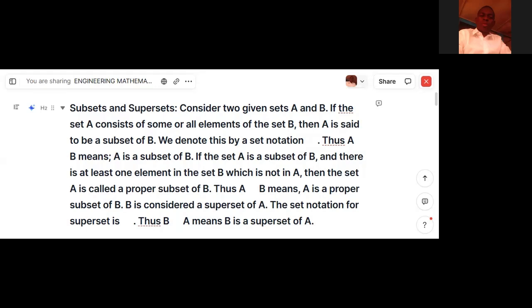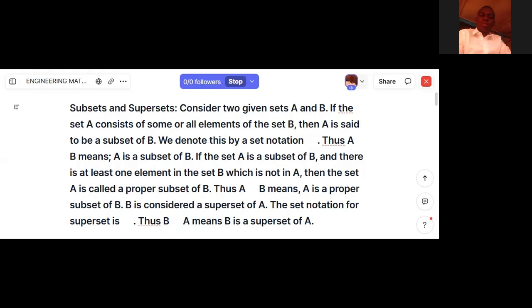So if set A is a subset of B and there is at least one element in set B which is not in A, then we say that the set A is a proper subset of B. The set A is a proper subset of B. All right, so there is the notation for proper subset, which is simply a long C, which indicates that A is a proper subset of B.